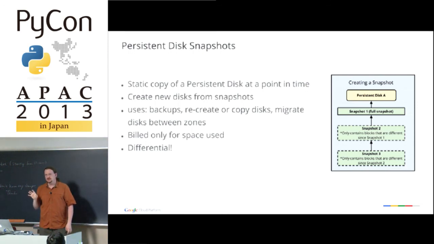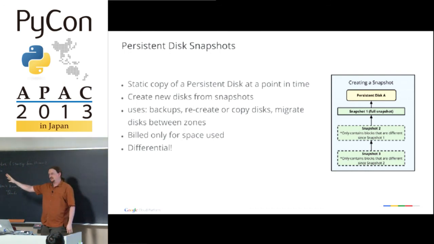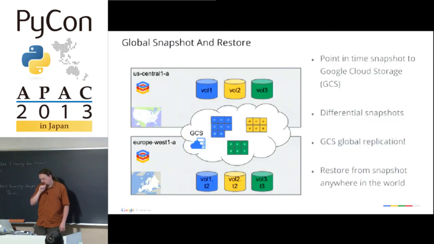Also, the snapshots are only billed for the space actually used. So if you only use 10 megabytes out of a 10 gig persistent disk, you only pay for the 10 megabytes. And then if you make a second snapshot, you only pay for the data that changed in the second snapshot. So you're only paying for the actually unique data all the way through in snapshots.